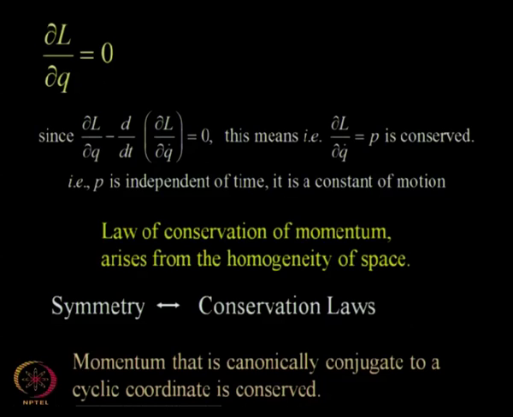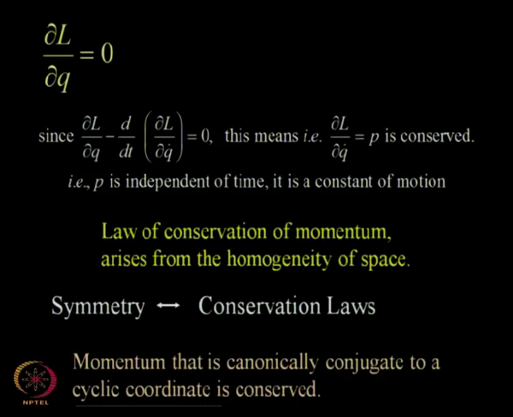And if the Lagrangian is independent of that coordinate, its partial derivative with respect to q vanishes, and therefore the partial derivative of the Lagrangian with respect to q dot, the corresponding velocity, which is what gives you the corresponding momentum, is conserved. This correspondence is what is implied by the term canonical conjugation. This canonical conjugation refers to this particular explicit correspondence between momentum and position.